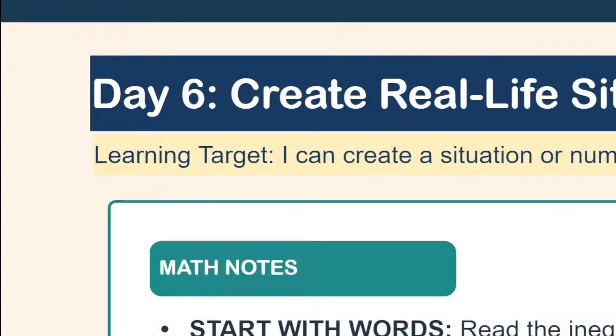Okay, this is day 6. Create real life situations and graphs. Math notes: talk out words, either say the inequality aloud or create a story or graph. The learning target is that I can create a situation for a number line graph for a given inequality. Okay, so we would just finish it. Okay, let's go to the next one.